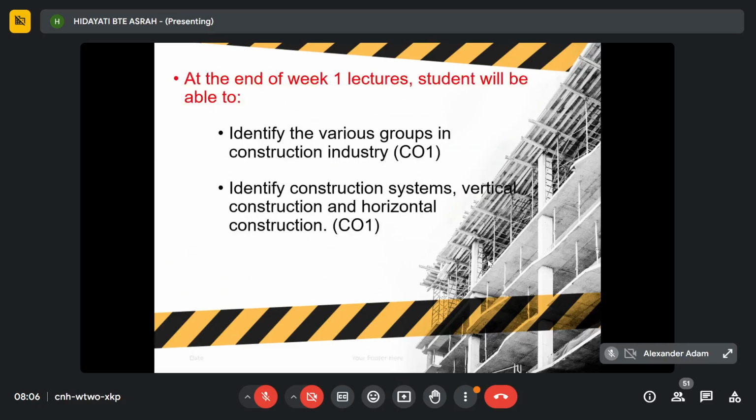At the end of this lecture, you must be able to identify various groups in the construction industry, because when you do construction, of course, there will be a team of construction members that will do the construction in order to complete the project. Also, you must be able to identify what the construction systems are, what vertical construction is, what horizontal construction is, and you must be able to give examples. Those are the objectives for this topic.